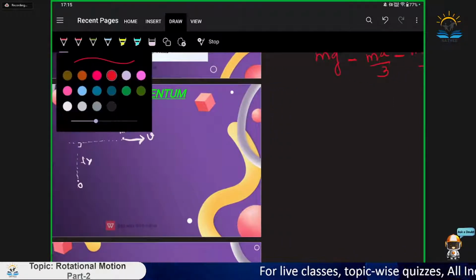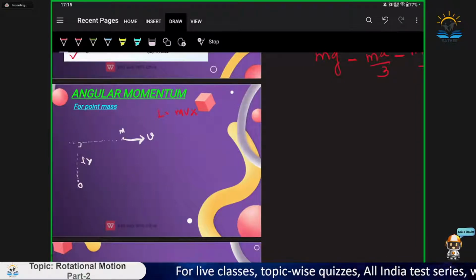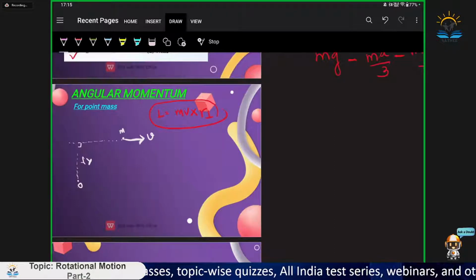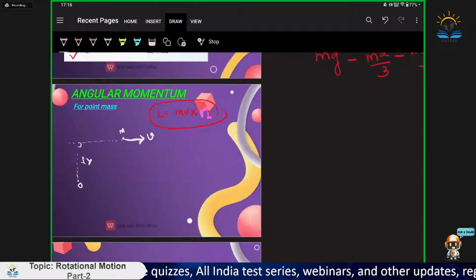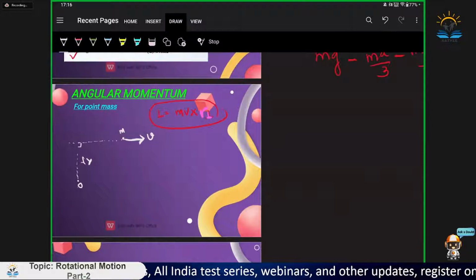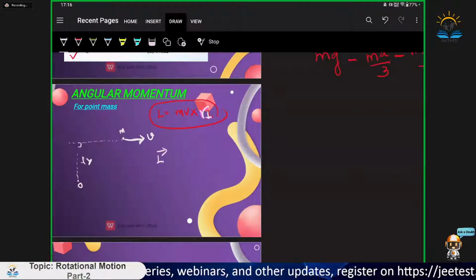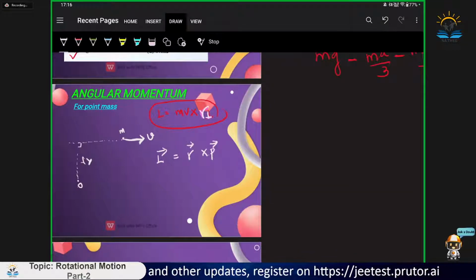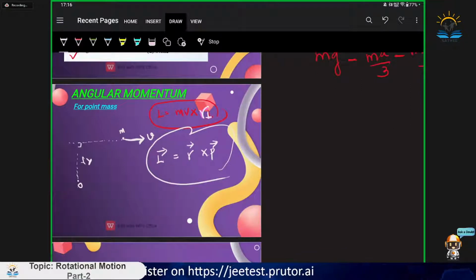So angular momentum will be linear momentum mv into R perpendicular. Okay. And we know that the angular momentum vector L is equal to vector R cross P. So we got two equations, R cross P and P into R perpendicular. Simple for a point mass.